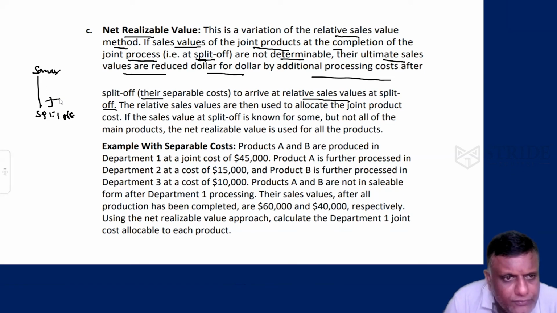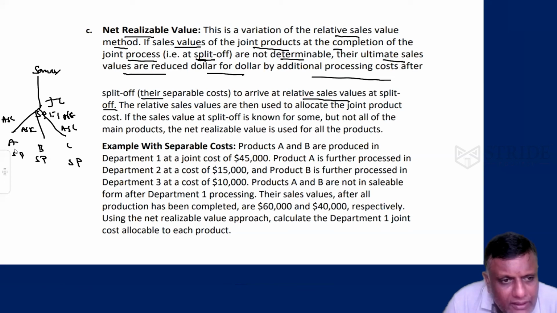From the source to split off, there is a joint cost. From here, 3 products are coming out, A, B, C. Here the sale price is given. After separation cost is given. Sale price of A is given. Sale price of B is given. Sale price of C is given. After separation cost and joint cost is given.